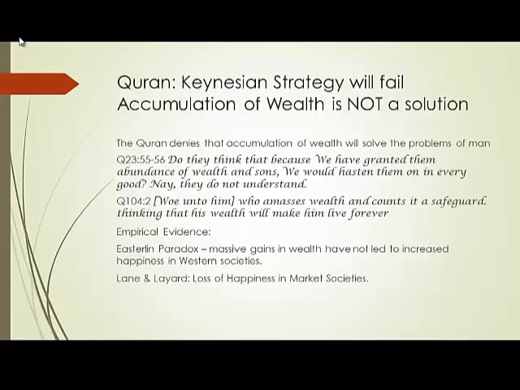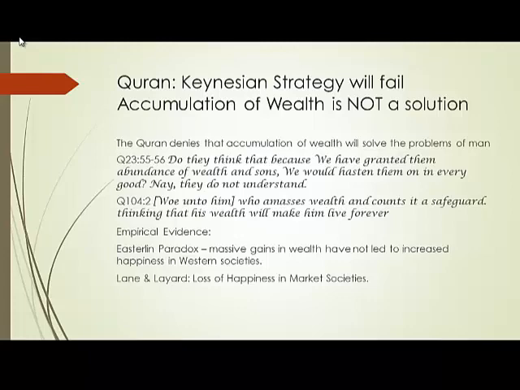So the Quran says that this strategy will fail. The Quran says that accumulation of wealth will not solve the problems, and there are these ayat which say that if you accumulate wealth, this will not solve the problems. And there is empirical evidence, which is the Easterlin paradox. Even though there have been massive gains in wealth, they have not led to increased happiness in Western societies.